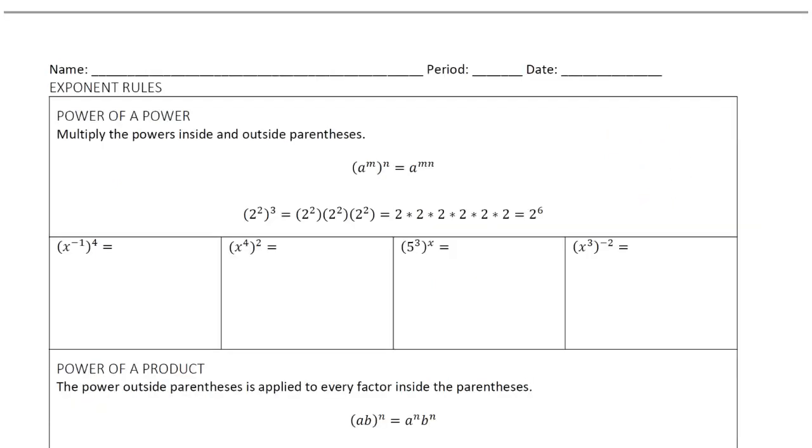Now for rules for operations on exponents. First, a power of a power. The power inside the parentheses should be multiplied by the power outside the parentheses. You can see why in the example 2 squared raised to the power of 3. This means 2 squared times 2 squared times 2 squared, which is the same thing as 2 times 2 times 2 times 2 times 2 times 2, or 2 to the 6th. The simpler way would be to simply multiply 2 times 3. Every time you see a power inside the parentheses and a power outside the parentheses, multiply the two powers.